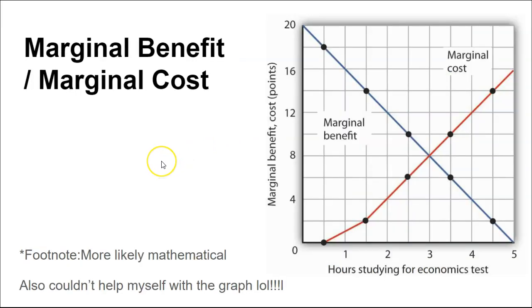Then we have the marginal benefit and marginal cost, which later do become supply and demand effectively. So this is a little more mathematical, and yes, I couldn't help myself. The hours of studying, it does come at a little bit of a cost.